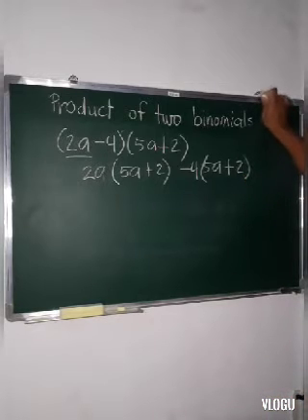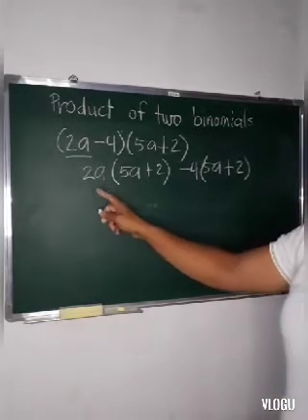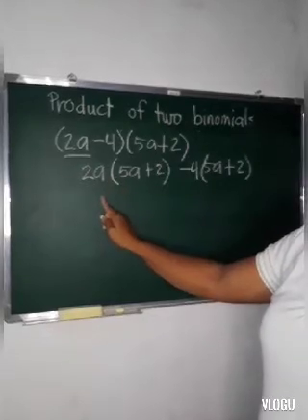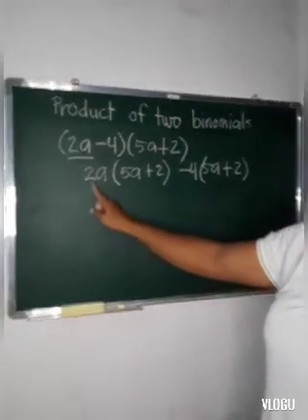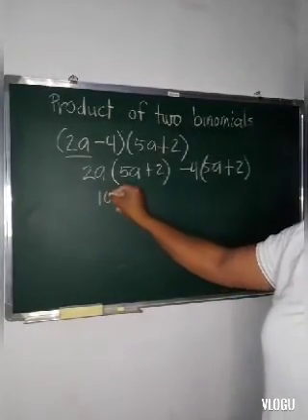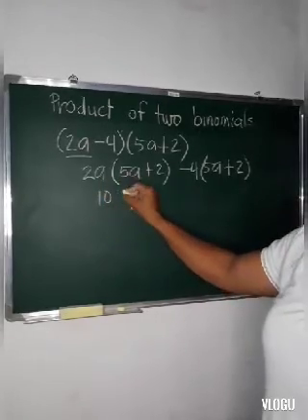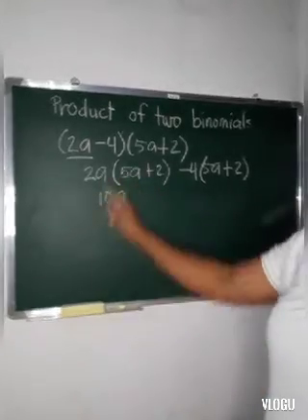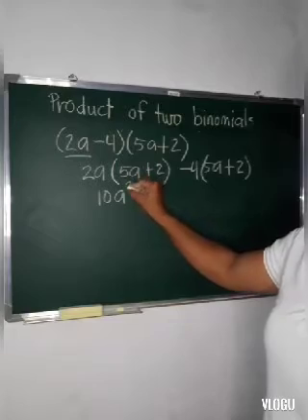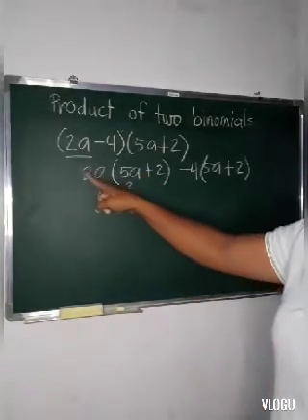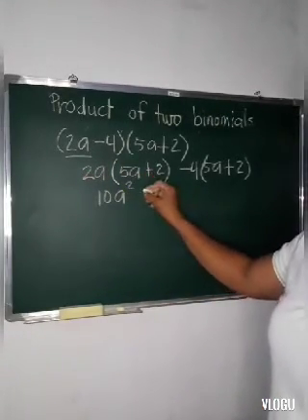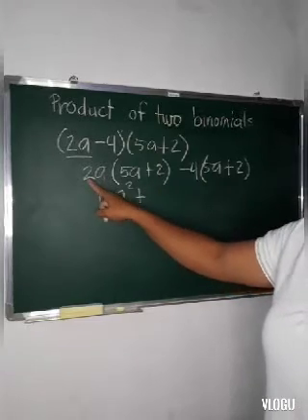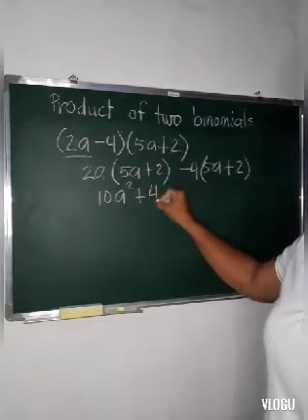Next, positive times positive is positive. Next is number. 2 times 5, we have 10. Then variable a and a, copy. And then add the exponent. 1 plus 1 is 2. Next, positive times positive is positive. 2 times 2, we have 4. And then copy a.